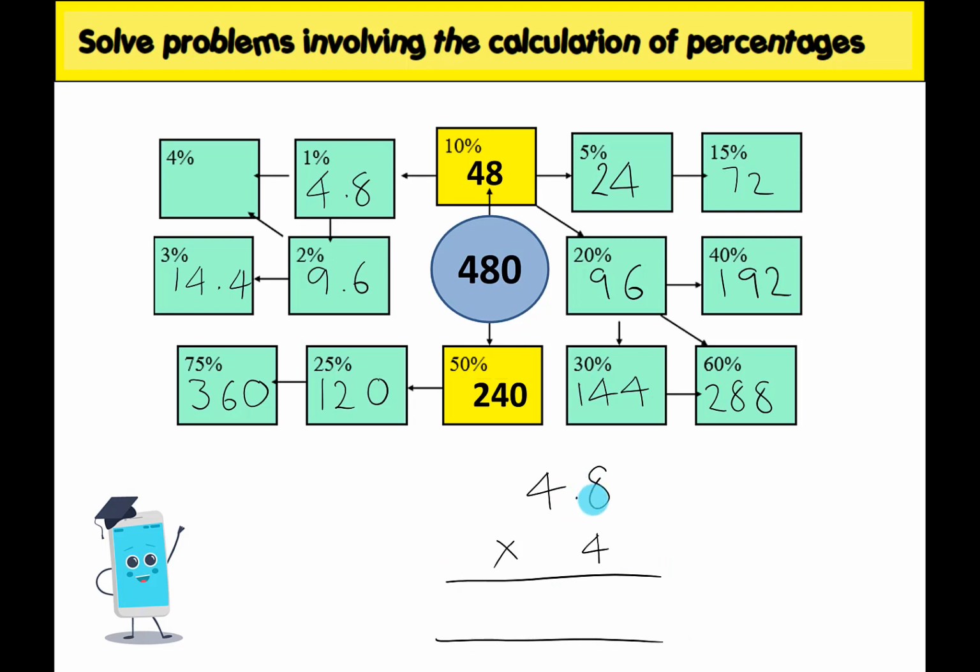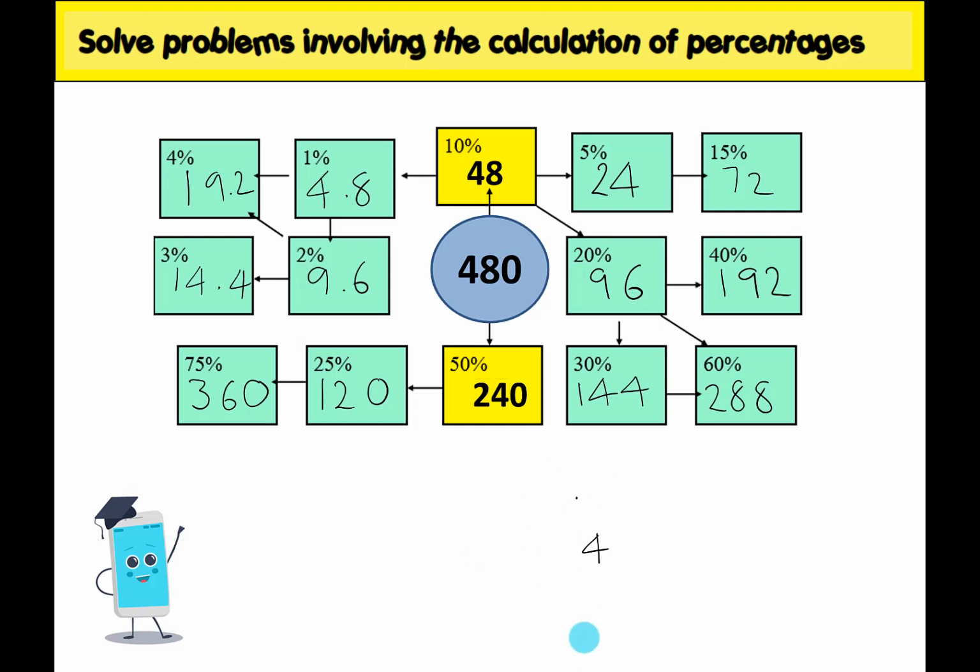If you've watched our video on multiplying whole numbers by numbers with 1 decimal place, you'll know that we're going to ignore this decimal point. 8 times 4 is 32. 4 times 4 is 16, plus my 3 is 19. I then go back to my question. I have 1 digit after a decimal point, so I count in 1 place to put my decimal point. It's 19.2, which I can see is this divided by 10. And that's how we use our 10% and 50% to find all the other percentages.